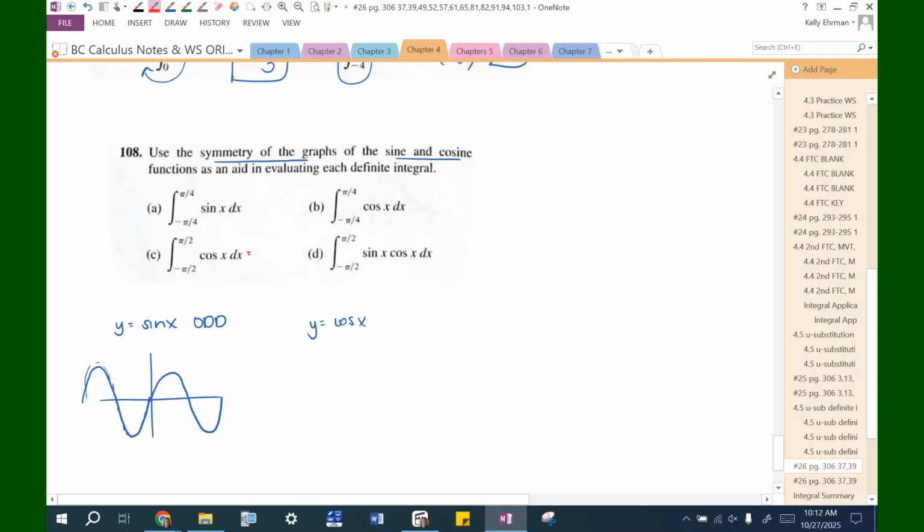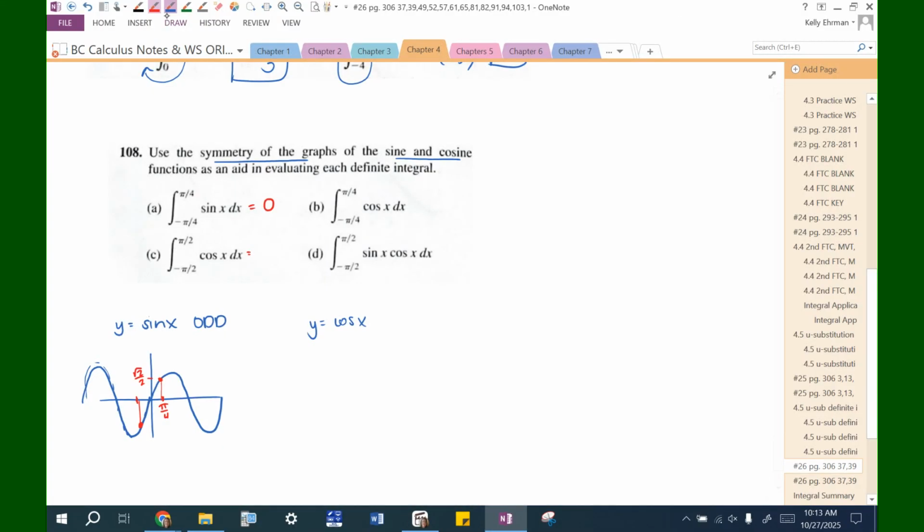And most of these go from pi over 4 to negative pi over 4. So pi over 4, you need to know that that's at radical 2 over 2. And negative pi over 4 is at negative radical 2 over 2. So we're talking about this area. So for the first one, sine is an odd function. So if you're going from negative pi over 4 to pi over 4, that's just 0.